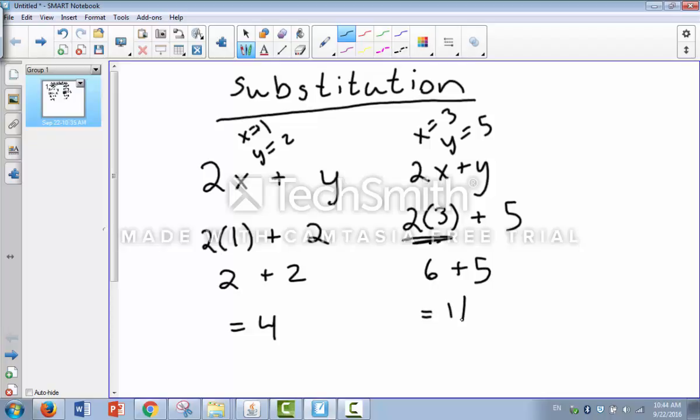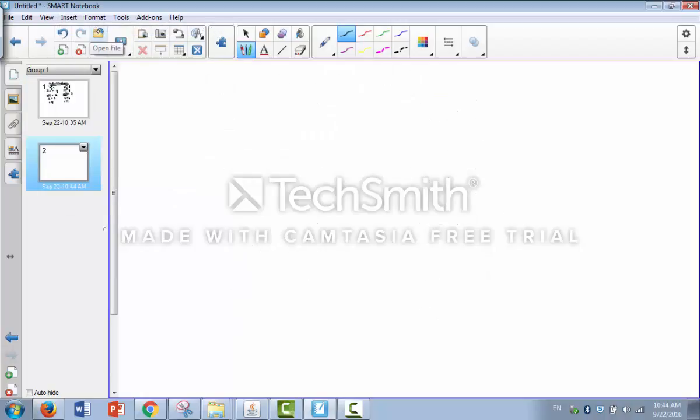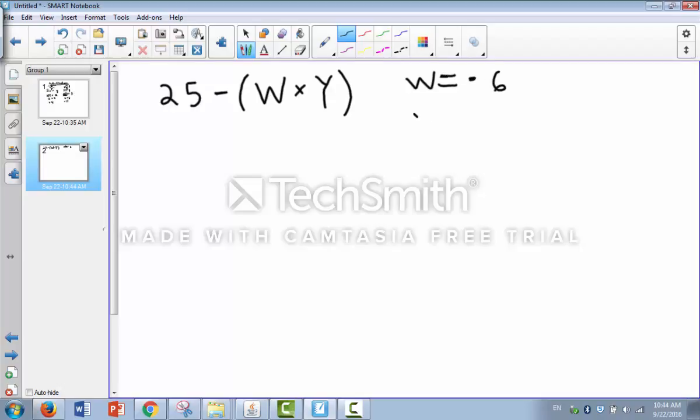So that's substitution. Now let's do a couple other examples. 25 minus w times y in the brackets. This is pretty similar to a question in your learning guide. I just switched the numbers a little bit.